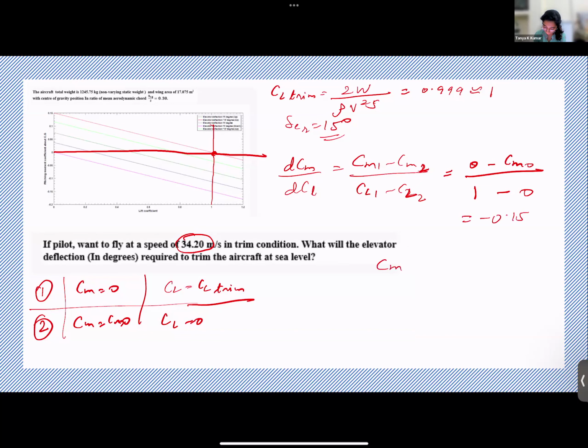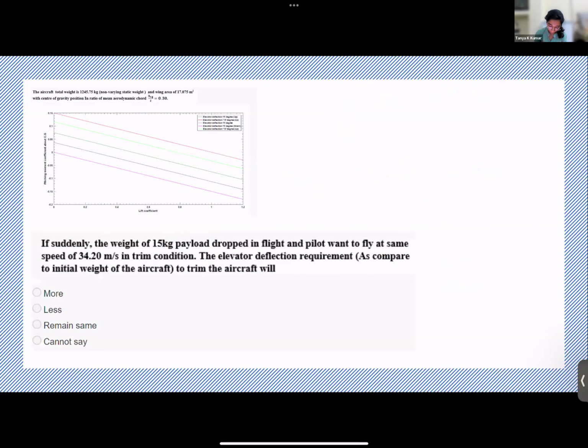So from here you get CM naught as 0.15. Now look at the intercepts here. Which of these lines has an intercept of 0.15? The red line. Again, you get the red line as 15 degrees. So these are two ways to find the delta E required when the graph is given to you. Next question. If suddenly the weight of a 15 kg payload is dropped in flight and the pilot wants to fly at the same speed, 34.2 meters per second, in trim condition, the elevator deflection required will be more, less, remain the same, or you cannot say.